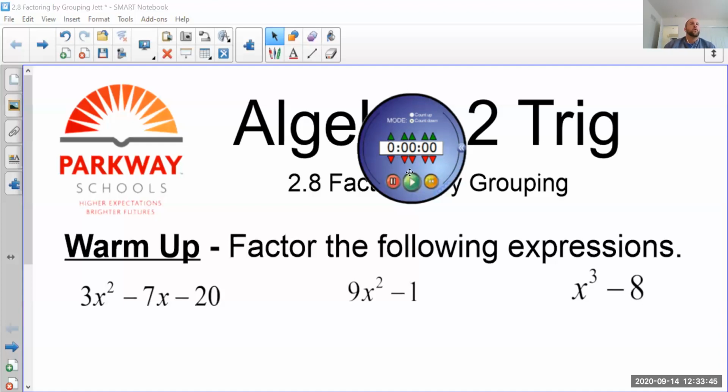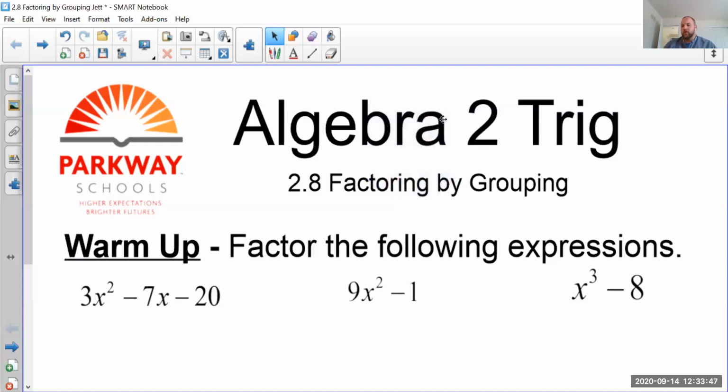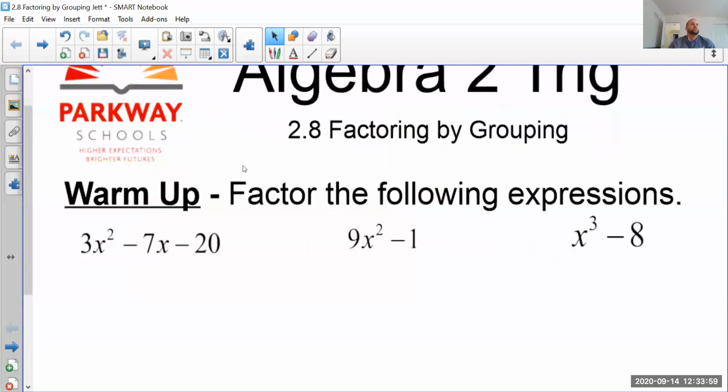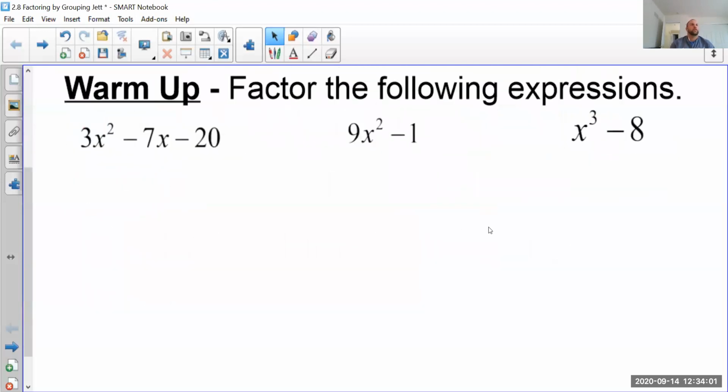All right, let's take a look. So like I said, we're just looking at a new type of factoring today. And so I wanted to refresh and make sure that we know what we're doing with this type of factoring before we move on. So remember with factoring quadratics here, we use our X.